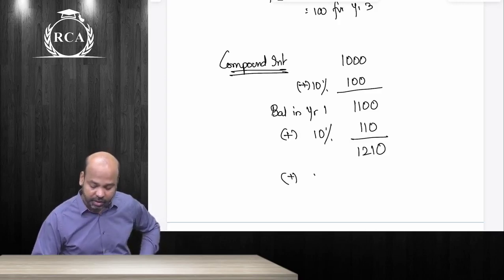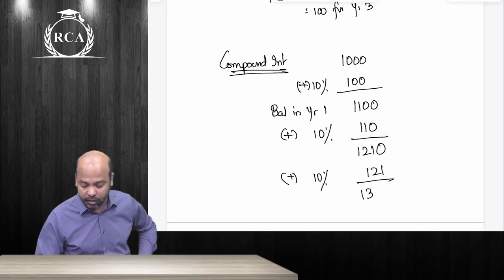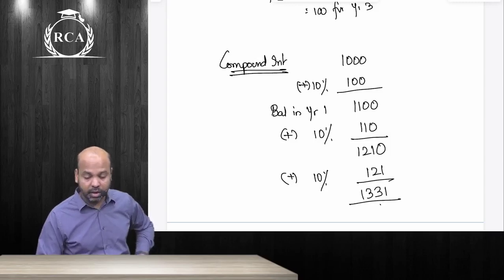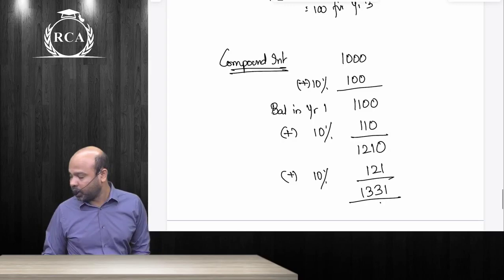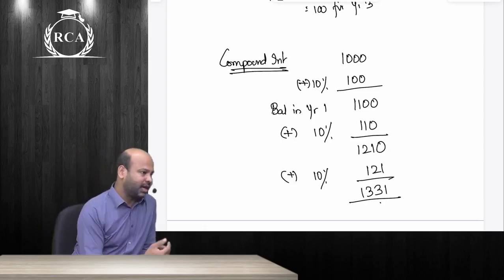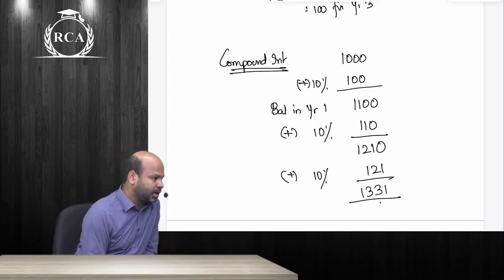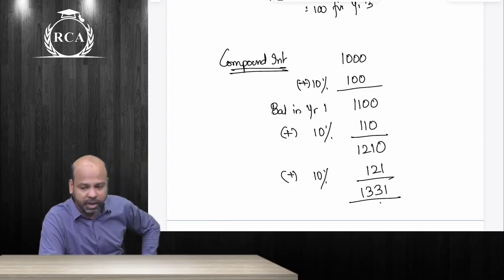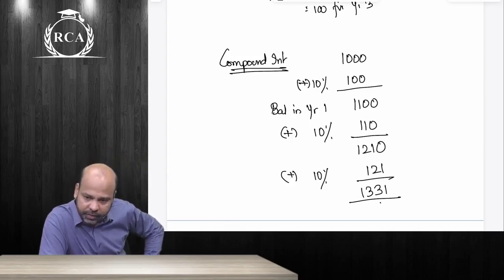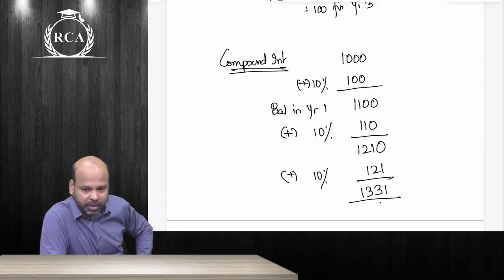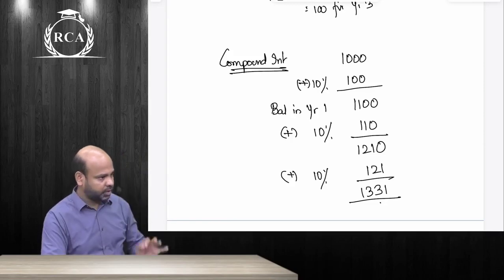For the next year, beta, when they're giving you interest income, that will be on 1210. You will get 121. And it will continue like this. So under compound interest as such, beta, you always get interest on the accumulated balances. Under simple interest, interest is always paid on the original principal amount. Are we clear about this?